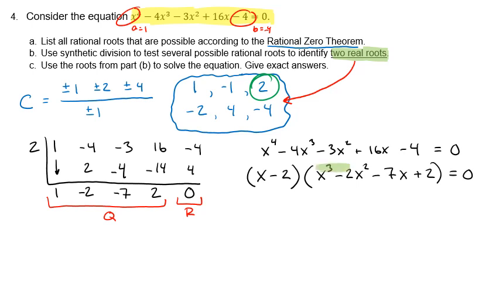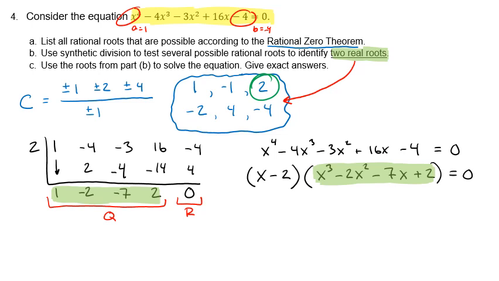All right, so again, this is our quotient. This is coming from synthetic division as well. Right, this is coming from down here. 1, negative 2, negative 7, 2. Okay, 1x cubed minus 2x squared minus 7x plus 2.